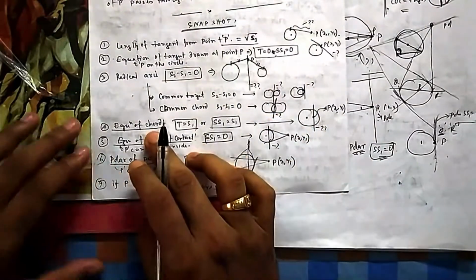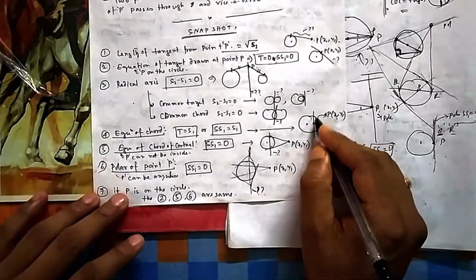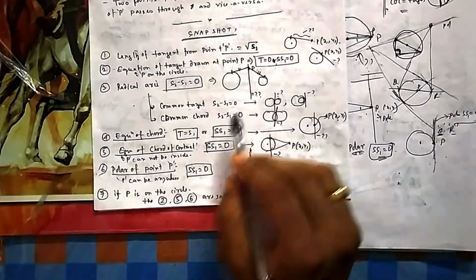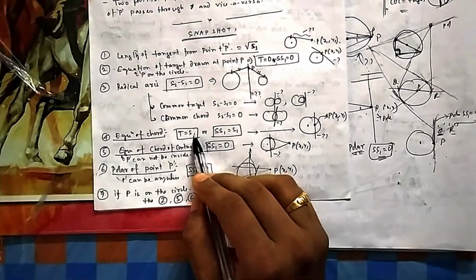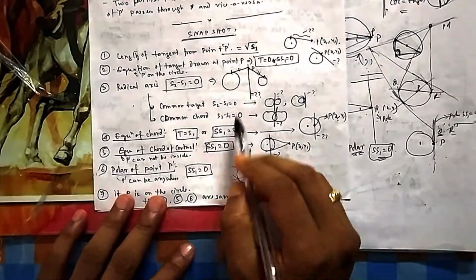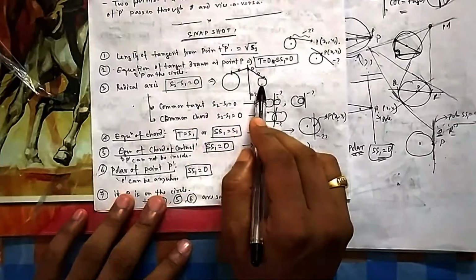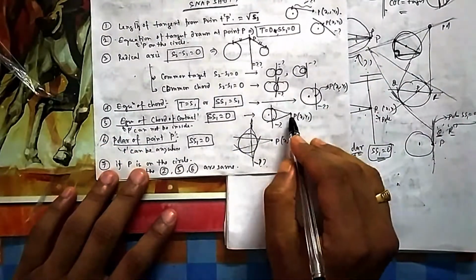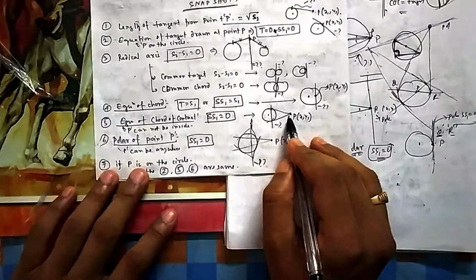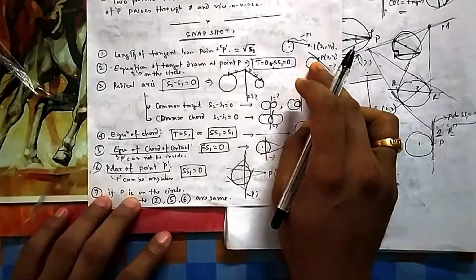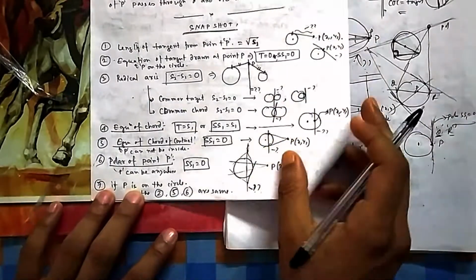Equation of chord: suppose the midpoint of a chord is given, then you can find the equation of the chord as SS1 equal to S1, or T equal to S1. T is this one, SS1, and that should be equal to S1. Here, when it is a single circle, S1 becomes the power of the point. If it is both circles, then S1 becomes the equation of one circle. Equation of chord of contact, COC, you have seen this, it is SS1 equal to 0. Here P cannot be inside, P can be on the circle or outside. For the tangent it was on the circle only, but here it can be on the circle or outside.